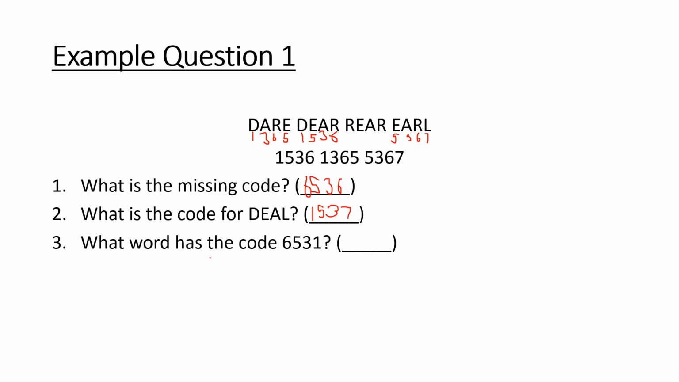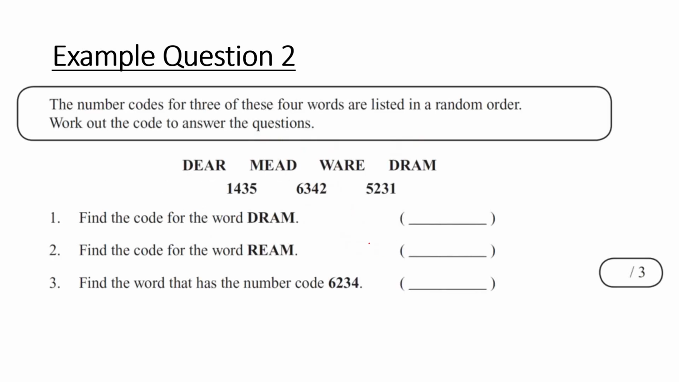And what word will have the code 6, 5, 3, 1? Okay. Well, 6 is R, so we can write down R. Okay. 5 is E, so we can write down E. Okay, and 3 is A, so we can write down A. And 1 is D, so we can write down D. So read. 6, 5, 3, 1 is read. Okay, so let's move on to the next example question.